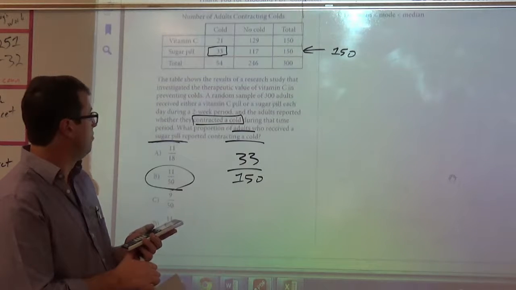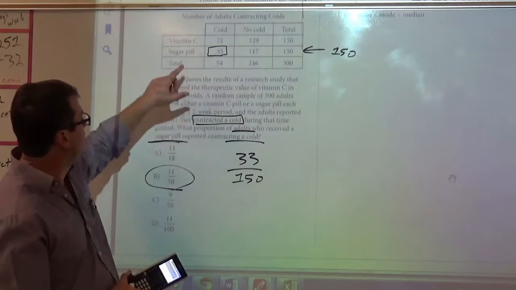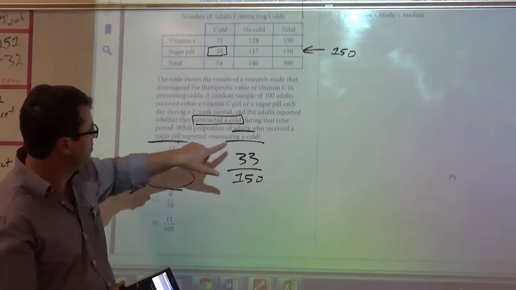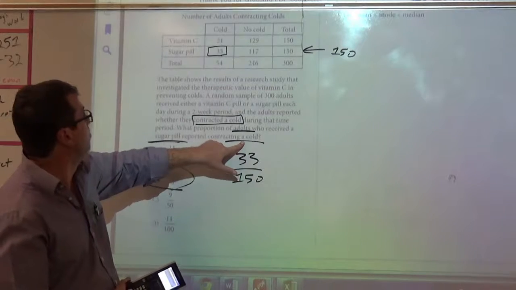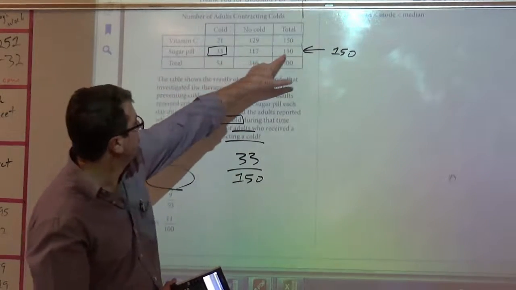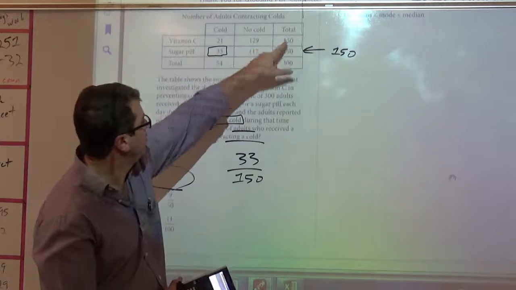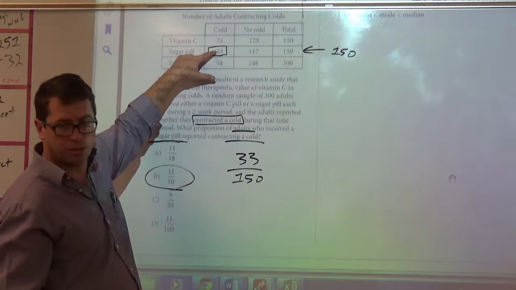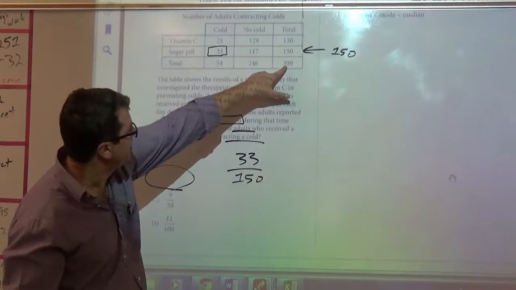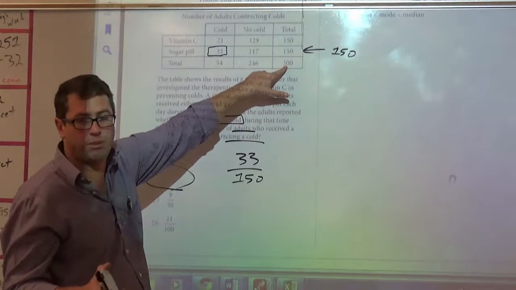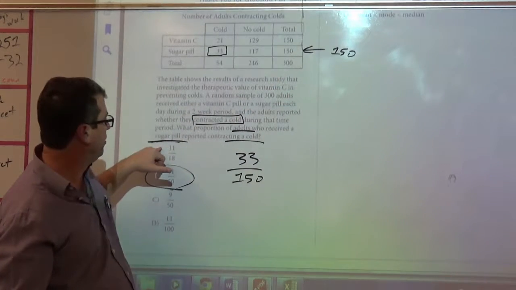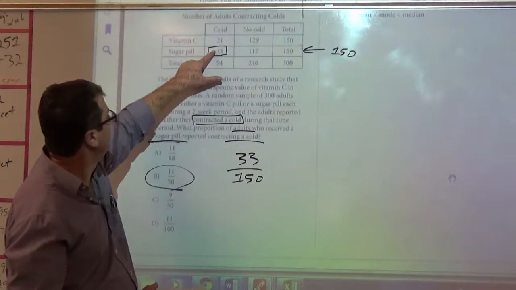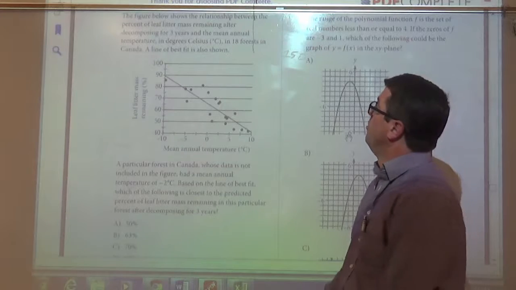Wait, so what did you do? You divide it? They wanted to know, of the ones who got a sugar pill, what proportion got a cold? The 33. So I only care about the sugar pill row. I don't care about the other totals. If they said out of everyone who got a sugar pill and got a cold, then it'd be this one divided by that one. But since they only care about the proportion out of those who received the sugar pill, I'm using this total and this number. I'm slow.